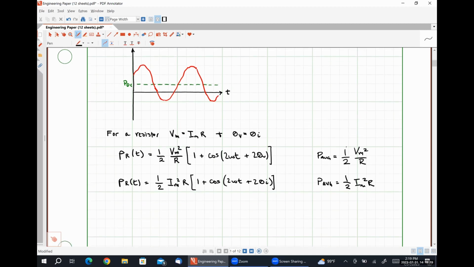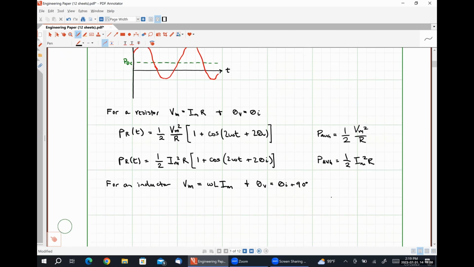All right. So now let's look at an inductor. So in an inductor, VM was equal to omega L times IM and theta V was equal to theta I plus 90 degrees. Okay. Again, these relationships come from our first lecture on setting up the rules for analyzing circuits in the frequency domain.